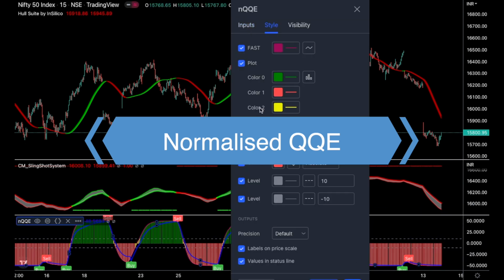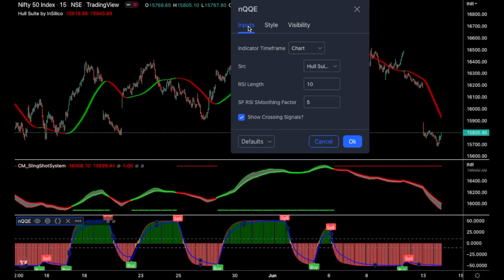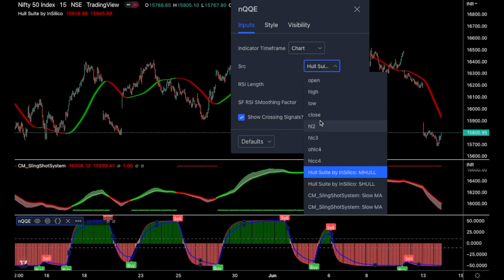In the style section, everything remains the same. What changes is in the input section. The source by default is close. However, we would select this Hull Suite by Insilco M Hull. If you don't change this input value, the chart won't look the same as mine.